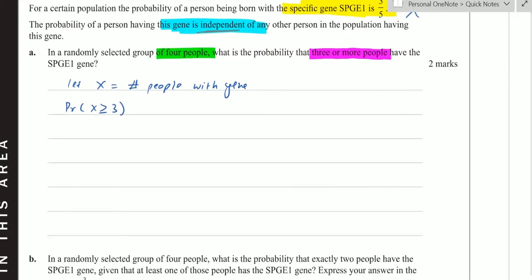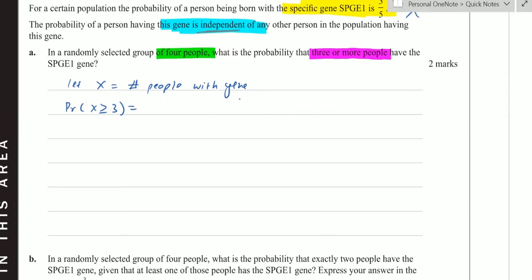And this is binomial. So we have 4 people, so it's 4 choose 3. Or you could also write that as 4, 3, either way. 4 choose 3. And the probability of having the gene is 3 on 5, so 3 on 5 to the power 3. And then not having the gene is 2 on 5, so that's to the power 1. Oh, sorry, I should write what I'm doing.